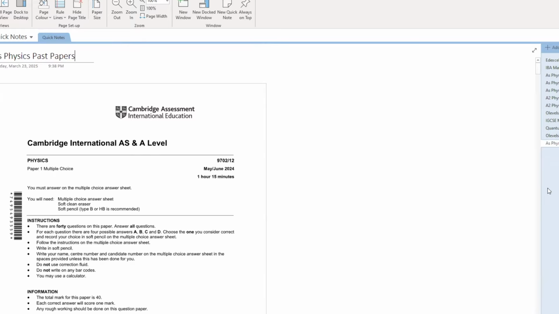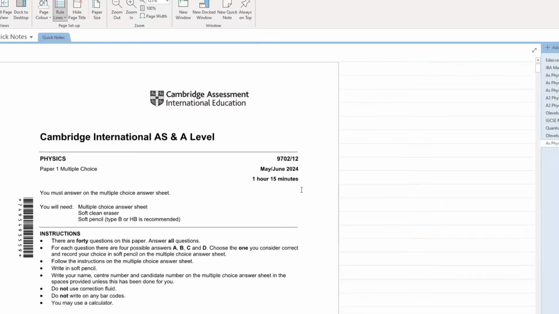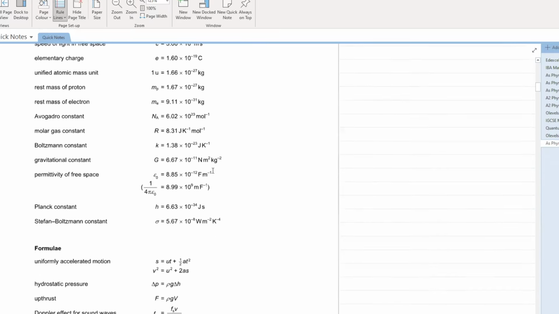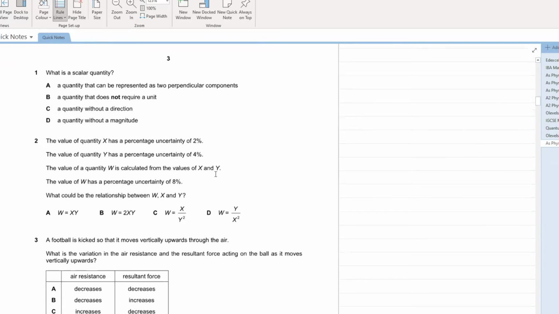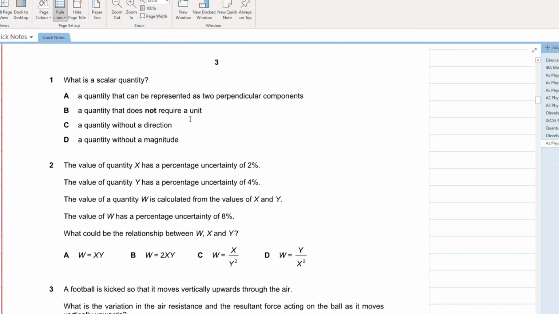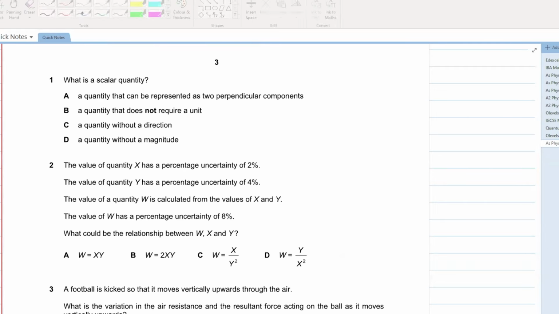Chalo, let's do this. This is May June 2024, paper 1, variant 2. Let's start. Initially, you have some constant key values, then you have this very good question. What is a scalar quantity? This question is given so that you guys can pass.